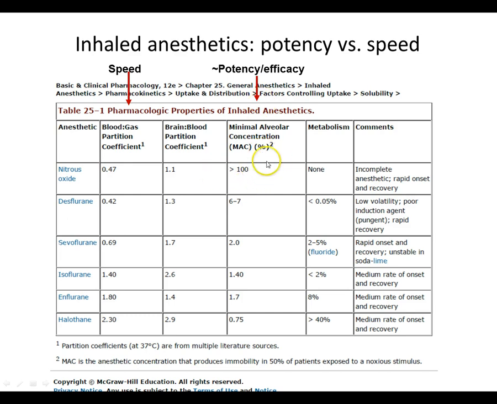And so here, 100% MAC suggests that you would need more than is possible of nitrous oxide to have it be effective in half of the population in inducing anesthesia. So that makes this a very weak anesthetic. And then moving down to halothane, you would only need 0.75% inhaled halothane to induce the same level. So halothane is slow but strong, and nitrous oxide is fast but weak.